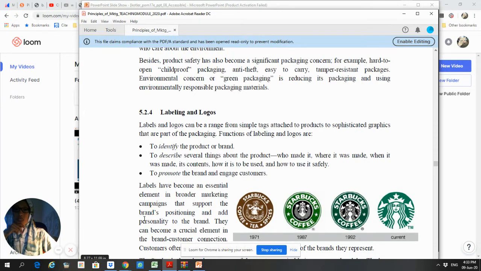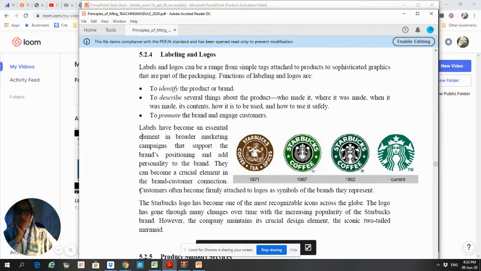Okay? So labels and logos can be anything that is attached to the packaging, to identify, to describe, and to promote. An example of it is Starbucks. Starbucks has changed their logo four times since 71. 71, I wasn't even born yet.